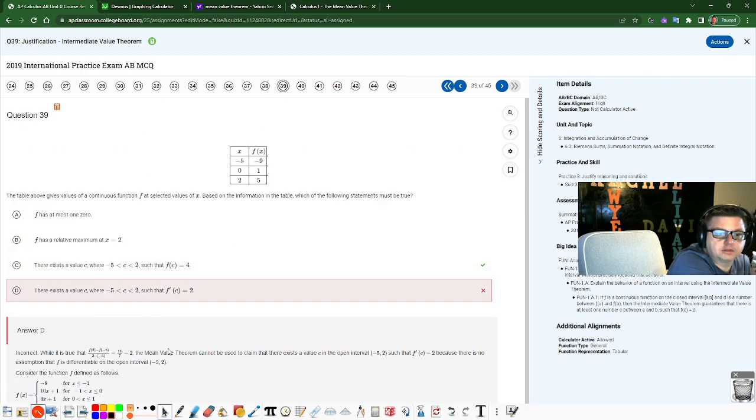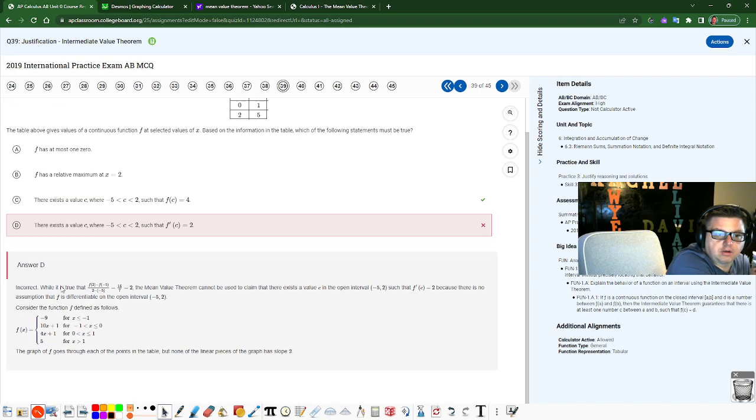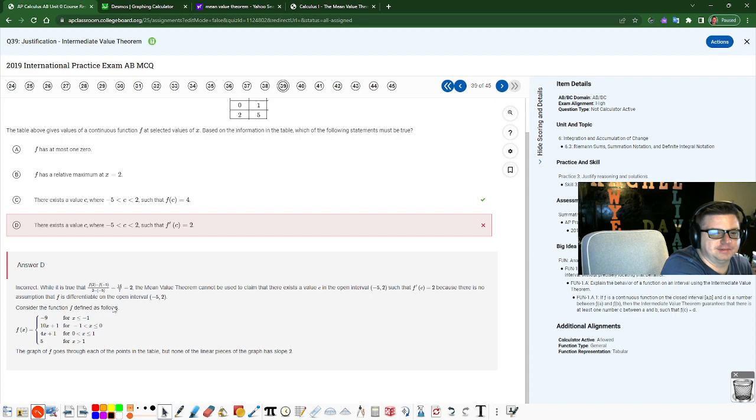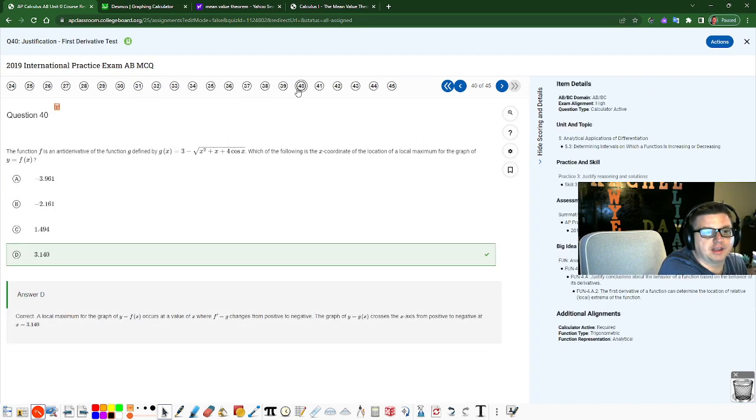What was the other question? Oh, yeah, because this is curious then. Incorrect. The mean value theorem cannot be used to claim their existence in the open interval because there is no assumption that f is differentiable. See? Yeah. See, I know some stuff once in a while. But yeah, it doesn't say anything about differentiability, so that's why I can't use it. This one's crazy, though. You should get the same answer either way. I don't know. Don't manipulate, I guess.